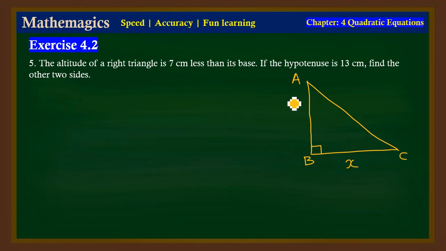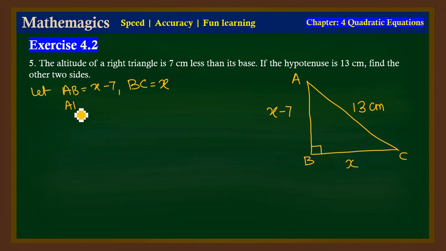Then according to the question, the altitude, that is called height. Altitude and height are both different, it will be discussed in a later part. But here the altitude is perpendicular to the base. So the altitude of a right angle triangle is 7 centimeter less than its base, so the altitude will become x minus 7 as it is 7 less. The hypotenuse is 13, so this hypotenuse is AC, that is 13 centimeter. Find the other two sides. It means the question is asking what AB and BC are. So let AB is equal to x minus 7 and BC is equal to x.